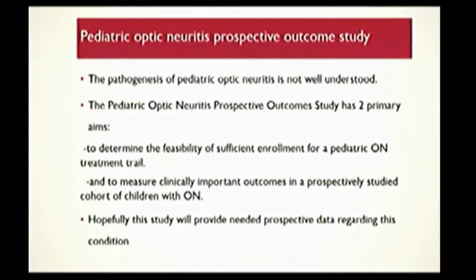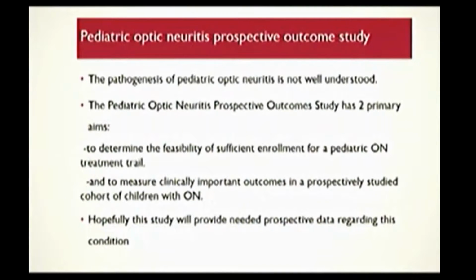Our understanding about pediatric optic neuritis, the natural history of the disease, the response to therapy, the prognosis, and the associated risk of MS is all based on case reports and retrospective studies, in addition to generalization from adult studies. Unfortunately, we don't have a prospective controlled trial in pediatric optic neuritis.